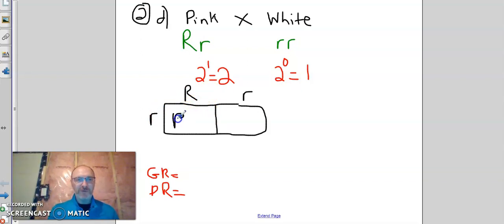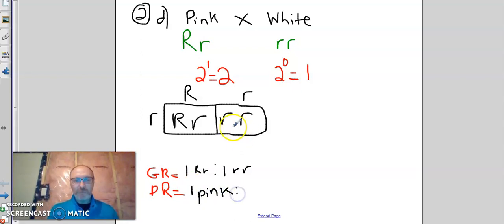Now all we have to do is fill that in. Bring in one letter from the top and the side, and now here's what we should be getting in the next generation. The genotypic ratio: again, we have one big R, little r, and one little r, little r. What's this individual here, big R, little r, going to look like? For the phenotypic ratio, it's going to be one pink to one white.